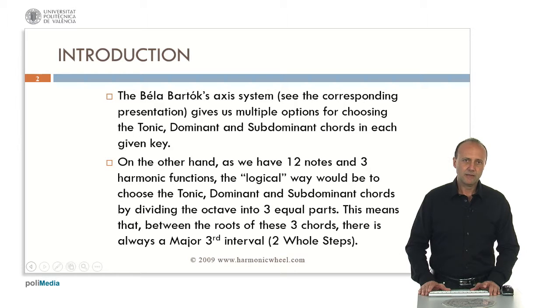On the other hand, as we have 12 notes and 3 harmonic functions, the logical way, in principle, would be to choose the tonic, dominant, and subdominant chords by dividing the octave into 3 equal parts. This means that the roots of these 3 chords will be a major third apart, that is, 2 whole steps apart.